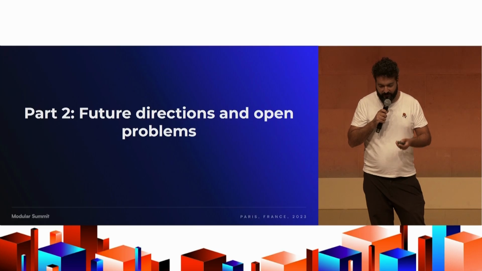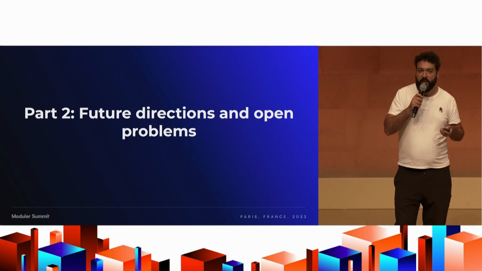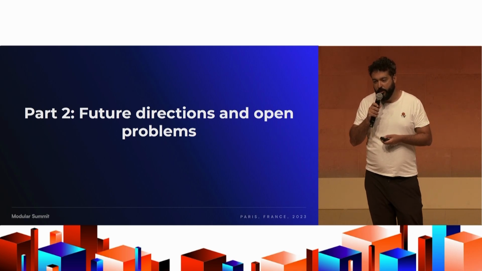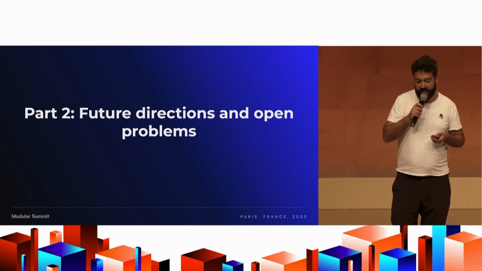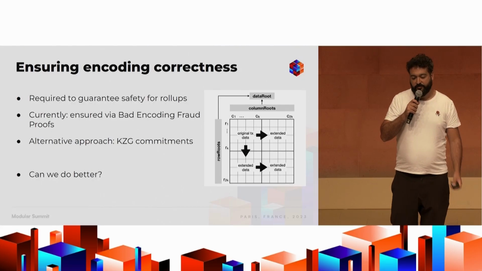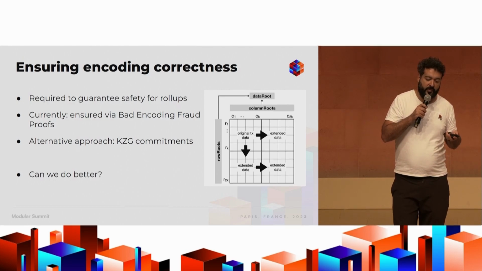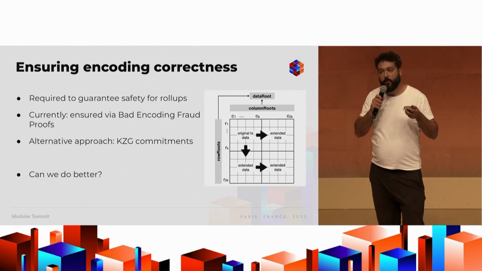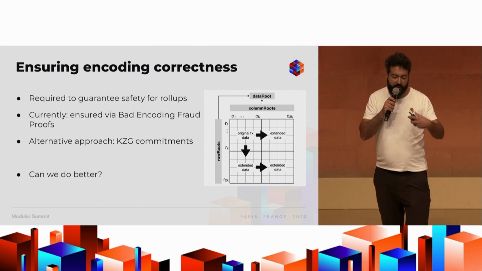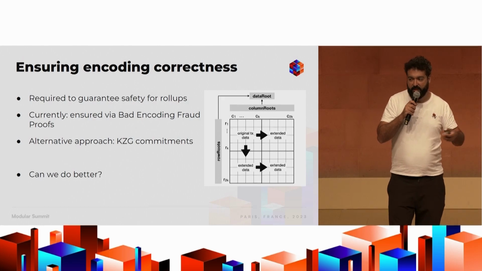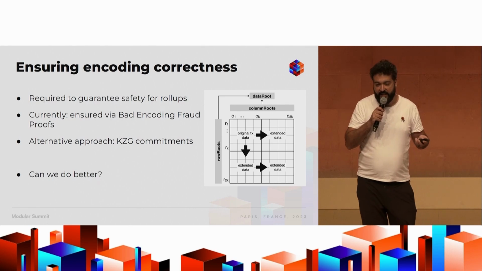So let's go to the more interesting part, which is what are future directions for Celestia? How could a future roadmap look like? Or at least what could be some highlights here? So I mentioned this erasure coding, right? This is required for rollups to ensure safety, in the sense that you have to be sure that the data that has been published has not been tampered with, like there's no validator that is committing to garbage essentially, or some invalid data.